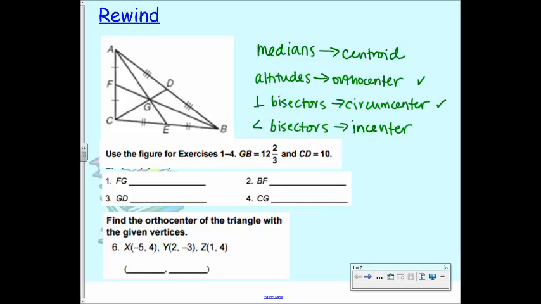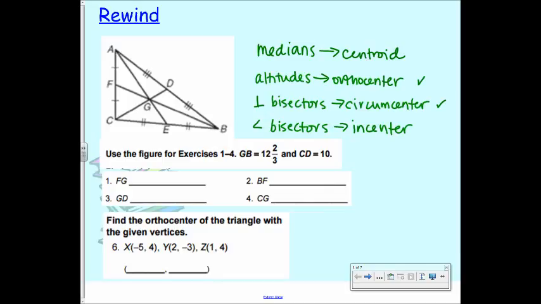Sometimes they're outside. For a circumcenter, if it's a right triangle, where is the circumcenter always going to be? On the hypotenuse. Where? In the middle, at the midpoint of the hypotenuse. Good. So it's easier to find the circumcenter of a right triangle than of any of the other ones.